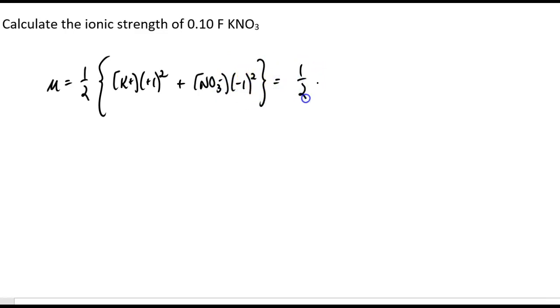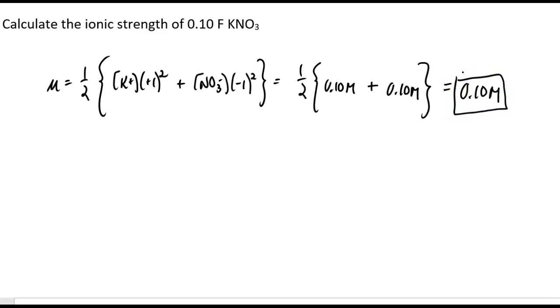So we have 1/2 times the concentration of potassium here, which would just be 0.1, times 1 squared, which is just 1, plus the concentration of nitrate in this solution, which would be just 0.1, times -1 squared, which is just 1. So our ionic strength then would be 0.1 molar, which in this case happens to be the same as the concentration. And that is a handy thing to remember.